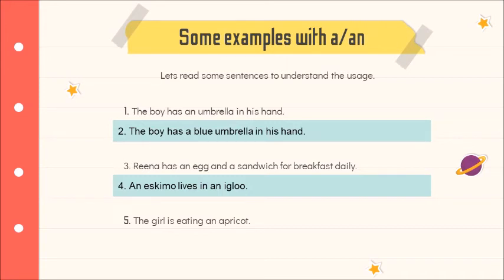Let's now read the last sentence. The girl is eating an apricot. I say an apricot because apricot starts with a sound, which is a vowel sound. I hope, children, as we've read through these sentences, the usage of a and an has become clearer.